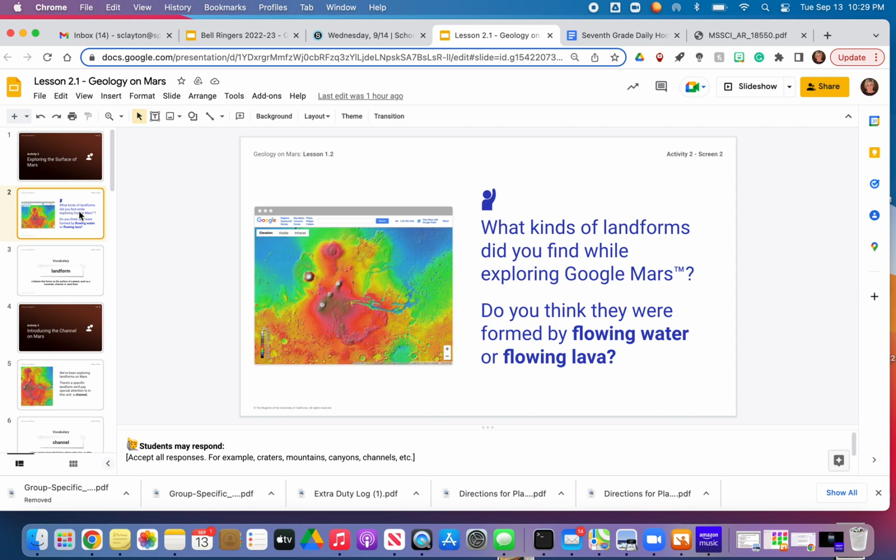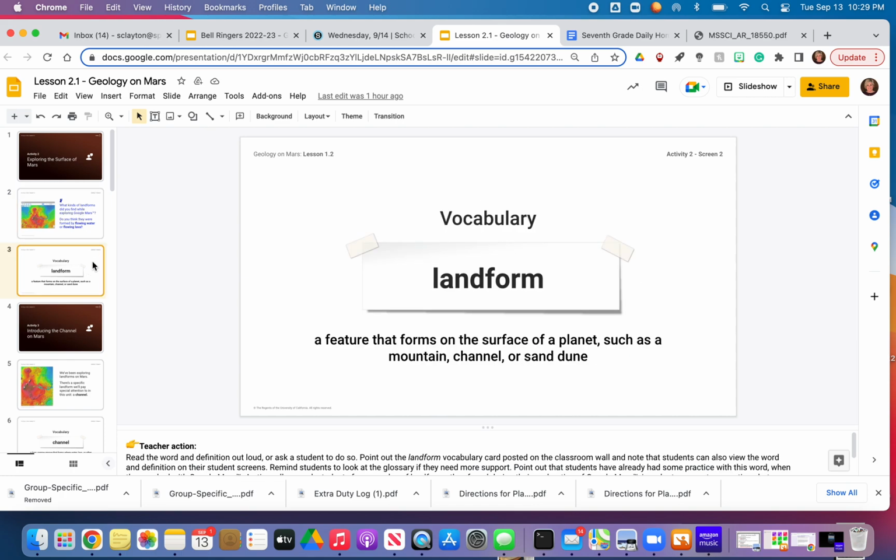And mainly what we were trying to do is see if you could identify landforms that you think were formed by flowing lava or flowing water. And so we talk a little bit about what a landform is. And again, this is a vocab word that you should be familiar with. It's a feature that forms on the surface of a planet, such as a mountain, a channel, a sand dune. These are all examples of a landform.